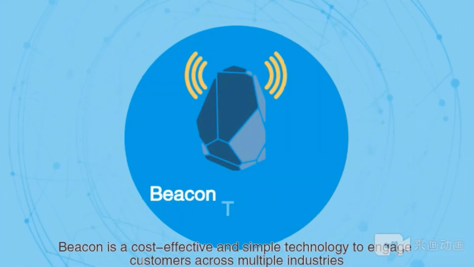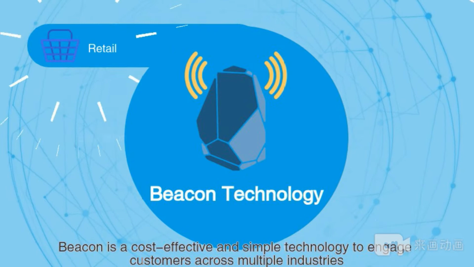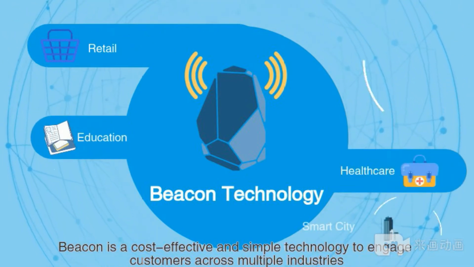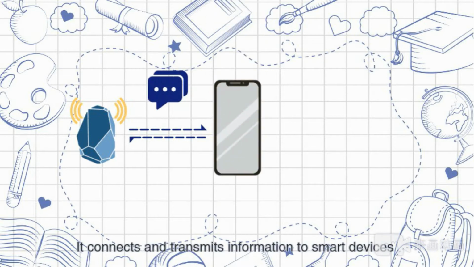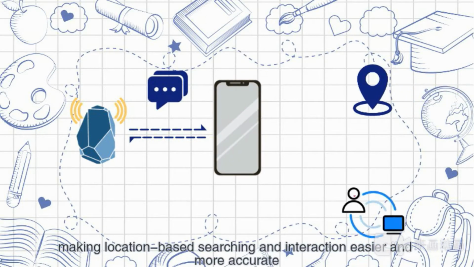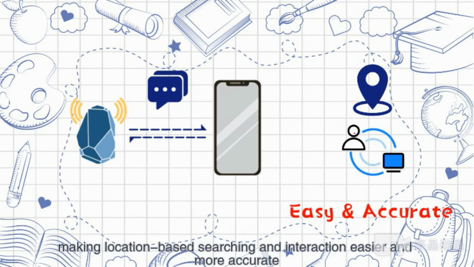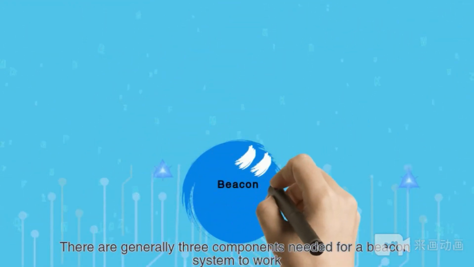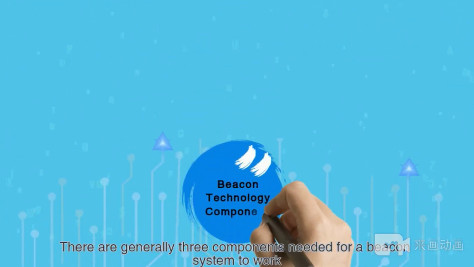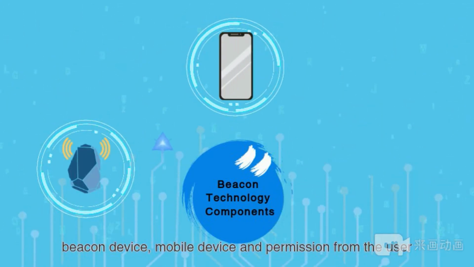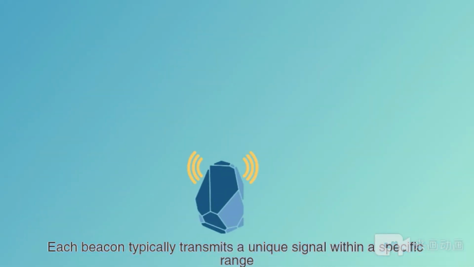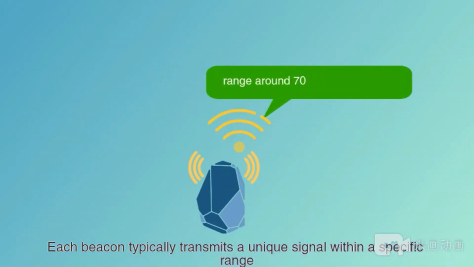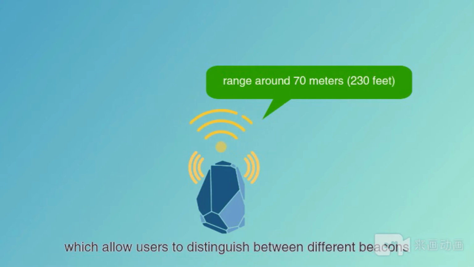Beacon is a cost-effective and simple technology to engage customers across multiple industries. It connects and transmits information to smart devices, making location-based searching and interaction easier and more accurate. There are generally three components needed for a beacon system to work: beacon device, mobile device, and permission from the user. Each beacon typically transmits a unique signal within a specific range, which allows users to distinguish between different beacons.